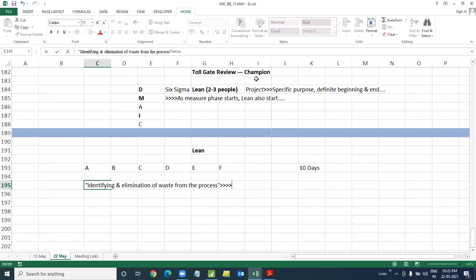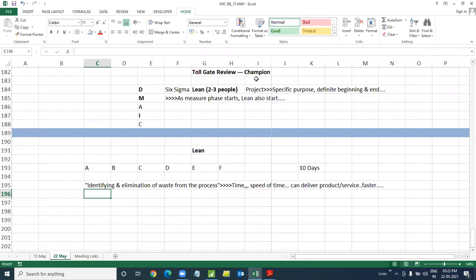It is all about time. It is all about speed of the process. That's what lean does. Can you deliver a product or service faster? That's what we are looking for. With implementing lean, it is all about time. Can you do it in less than 10 days? Definitely yes. That is what lean is. So first thing is to identify waste. When you identify the waste, you will be able to eliminate it.